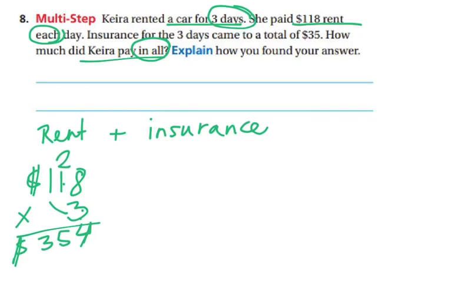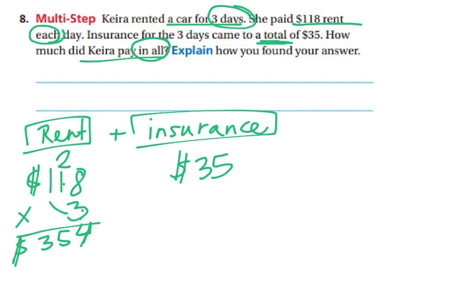But it also says she had insurance. Let's keep reading. Insurance for the 3 days came to a total of $35. So they are giving us the total amount she paid for insurance. They're not breaking insurance down into each day. So I don't really have to do another computation to write the insurance down. That's $35. Now, to figure out how much she paid in all, I need to add the rent plus the insurance.